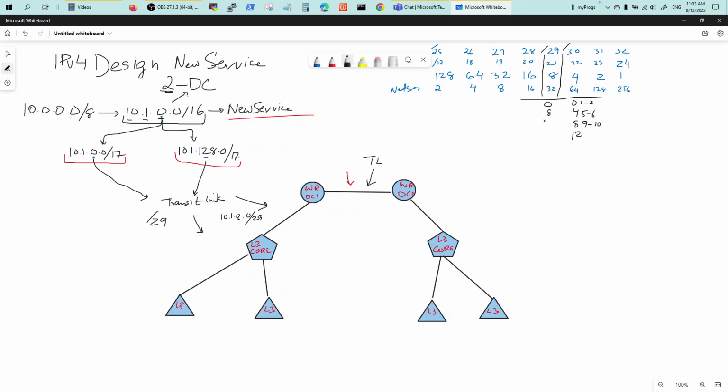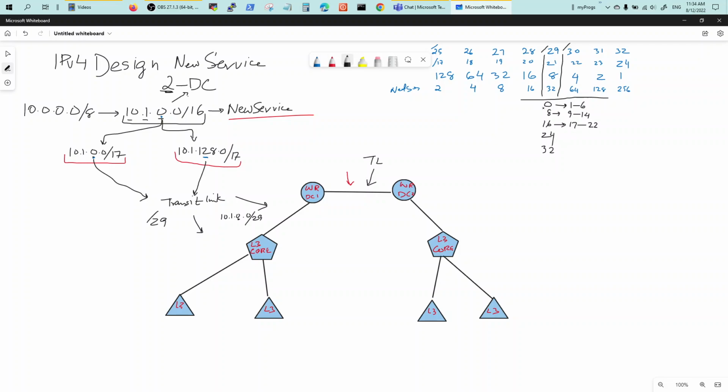8, 16, 24, 32, and so on. So erase this for a second. The first one will give you 1 through 6 addresses. The second one will give you 9 through 14. 7 is broadcast, 15 is broadcast. This one will give you 17 through 22, because 23 is a broadcast, and so on and so forth, right?